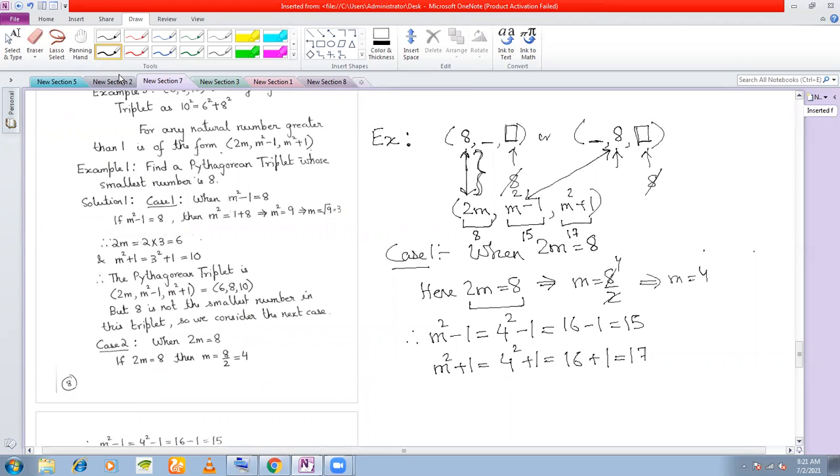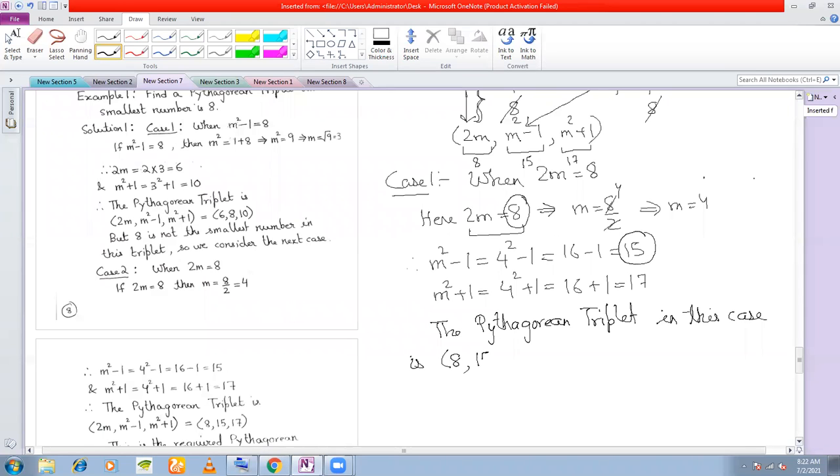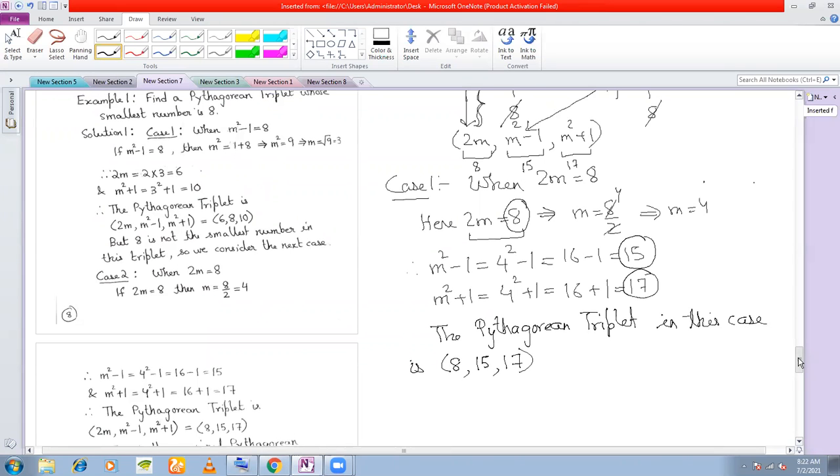So what is the triplet in this case? The Pythagorean triplet in this case is, what is the first number here we have taken? 8. What is the next number we have got with that value of m? 15. And what is the highest number that we have got in the triplet? 17. So in this case, the triplet is 8, 15 and 17, right?